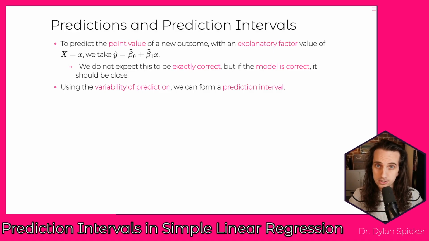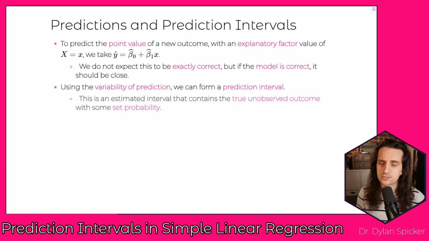Using that variability of prediction, we can also form a prediction interval. We can take an interval around that point estimate in order to characterize our uncertainty here. The prediction interval is an estimated interval that's going to contain the true unobserved outcome with a set probability. It's analogous to a confidence interval, except instead of trying to get a parameter contained in the interval, we want to get an unobserved data point contained in this interval.